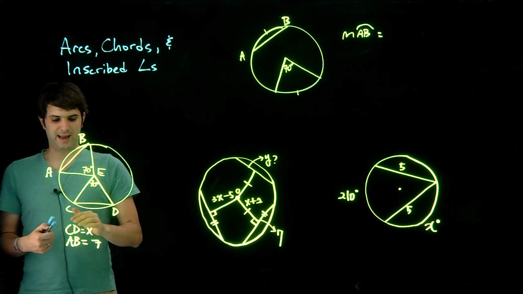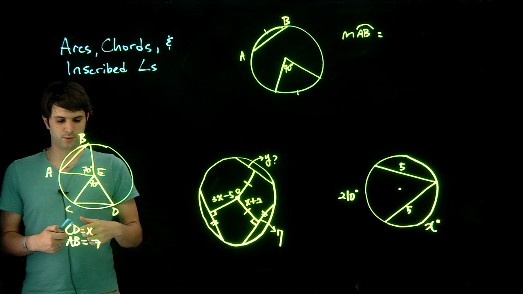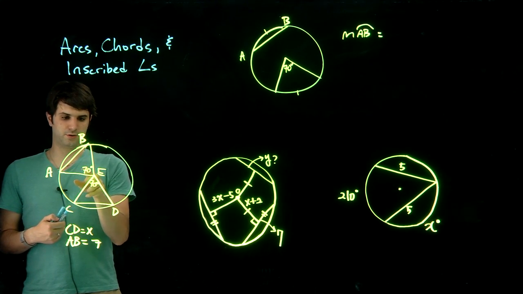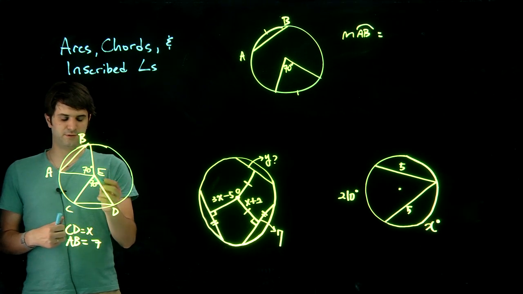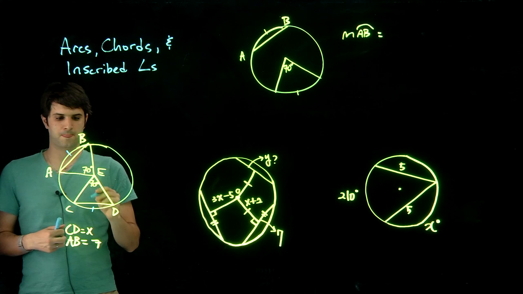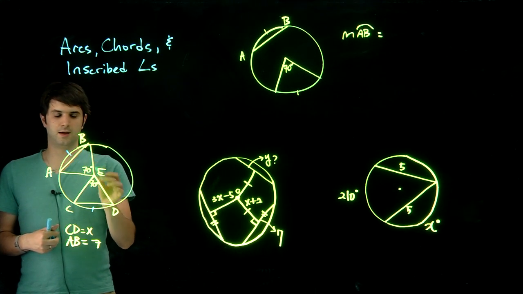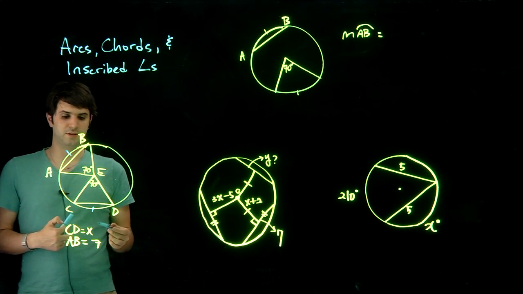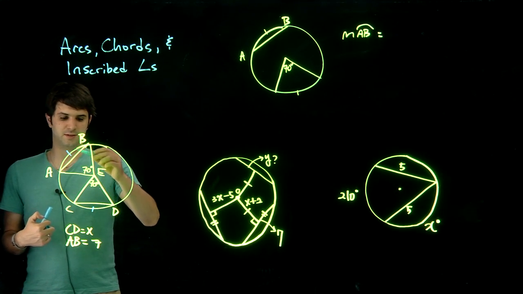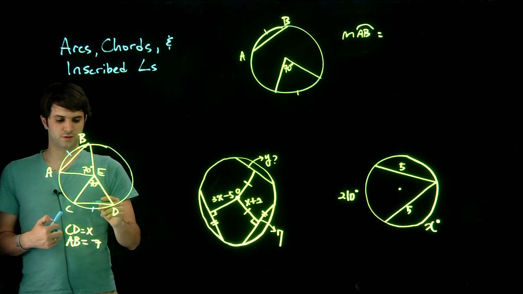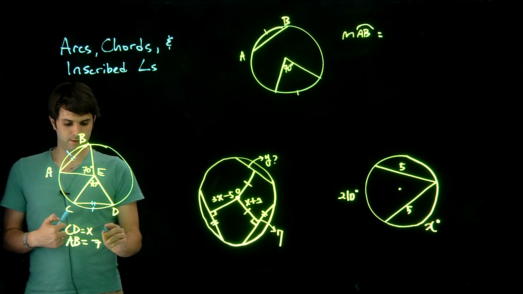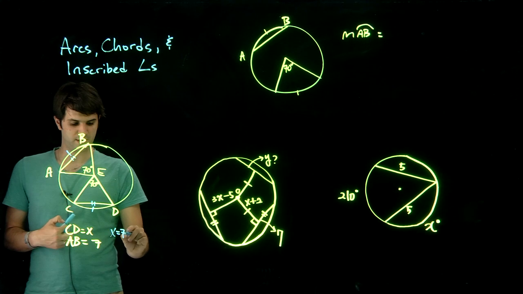I'm given AB. So AB is 7. I want to know what CD is. We know that these two angles are congruent, and if these two central angles are congruent, that means that these arcs are congruent. And if the intercepted arcs are congruent, that means that these chords are also congruent. So if these chords are congruent, then x equals 7.